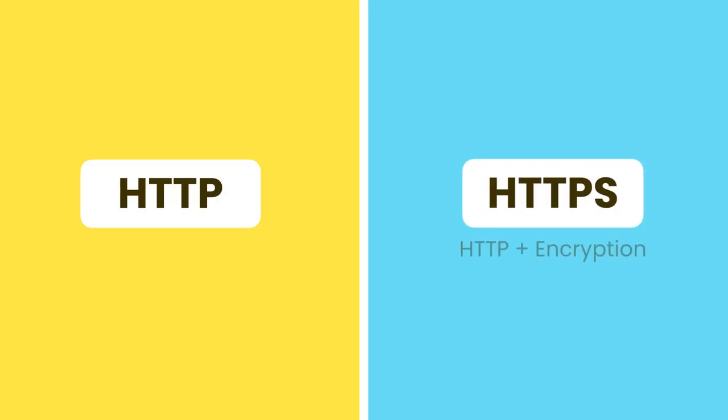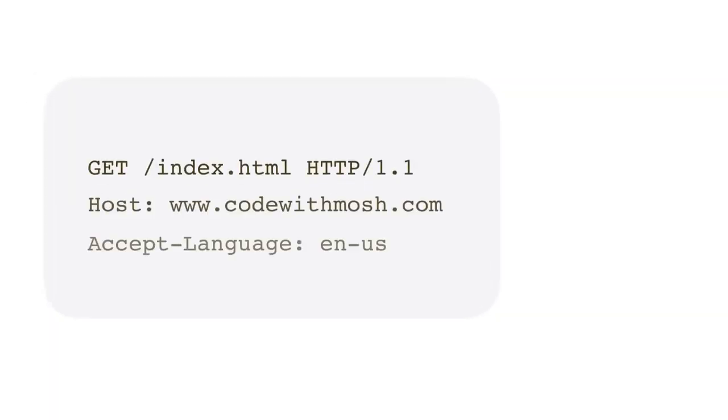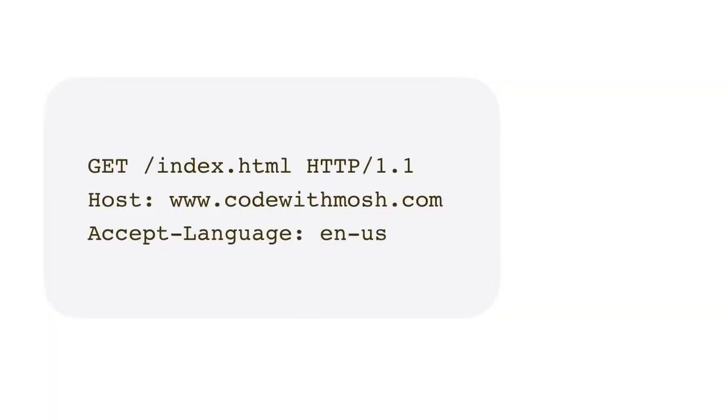We also have HTTPS, which is HTTP with encryption. So the messages exchanged between the client and the server are encrypted. Here's a simplified example of an HTTP message. With this message, the browser tells the server what it's looking for. So on the first line, it says that it wants to get a page or a file called index.html using HTTP version 1.1. Index.html often represents the homepage of websites. On the second line, we can see the host, that is codewithmosh.com. And on the third line, we can see the language that the client can accept, in this case, English.